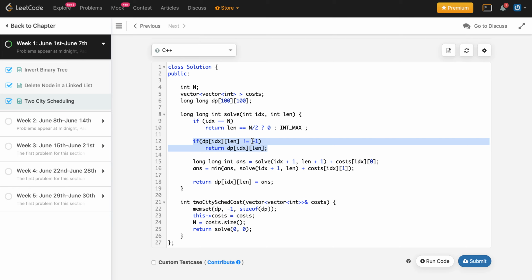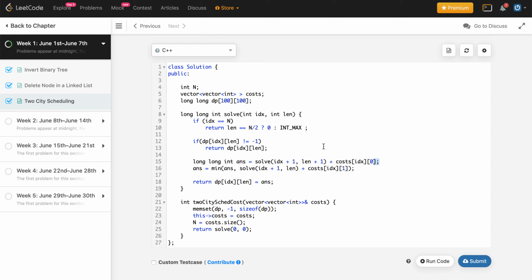In this particular step, I'm checking if this subproblem is already calculated or not. I have marked it -1 if it is not calculated. But if it is calculated, I would return the answer from the previously calculated value. And otherwise, as I have shown you, we have two options. The first option is that we will include it into city A. That means the city A size will increase by 1, and we will add the cost for choosing this person into city A.